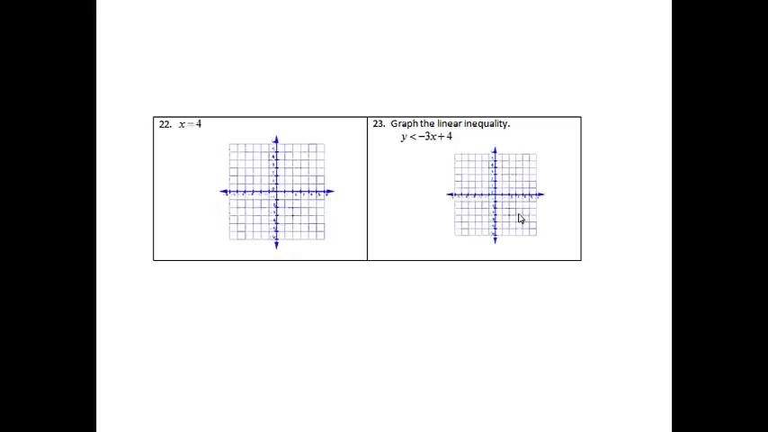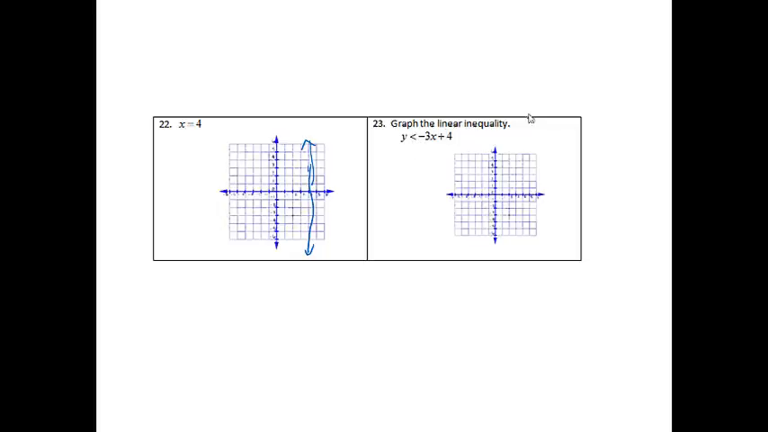Okay, number 22, we have the equation x equals 4. Well, if I know the x-axis is going horizontally, the x equals 4 line is going to go vertically. So I'm going to go to x equals 4 and draw a vertical line, or try to draw a vertical line. Oh, that's awful, sorry. Hopefully yours is straighter.